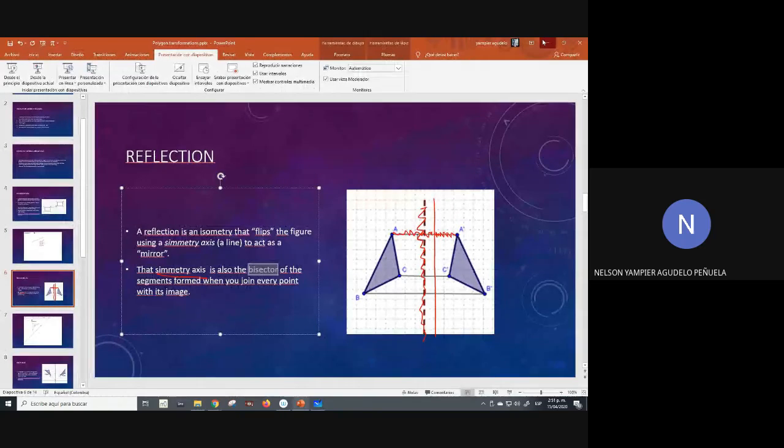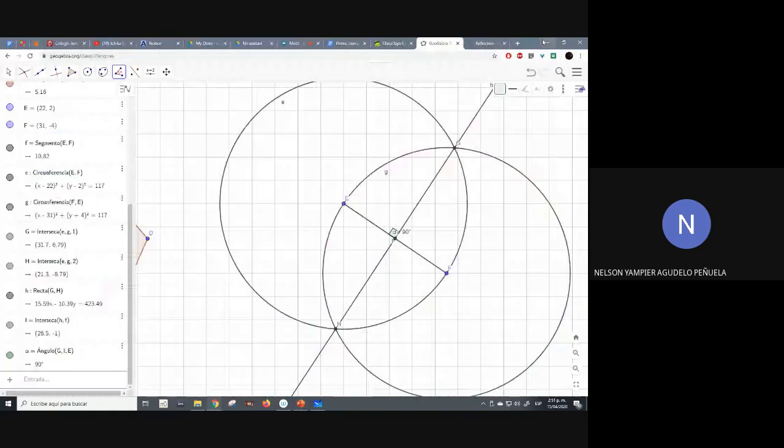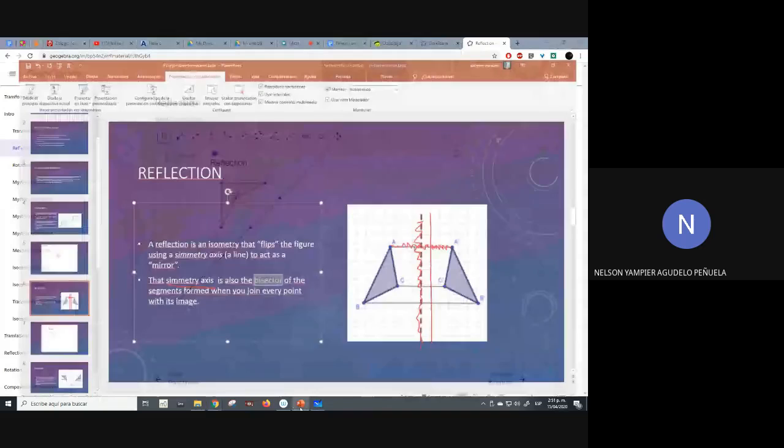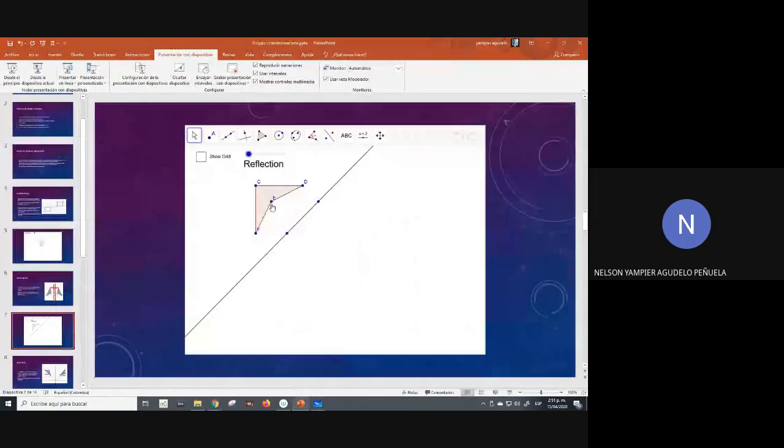So let's check what happens here in the construction that I have in the presentation also. I have it here, actually. Look. Here we have an original figure. This is a quadrilateral because it has 4 sides. Parece un triángulo, pero no lo es. Look what happens if I change it.